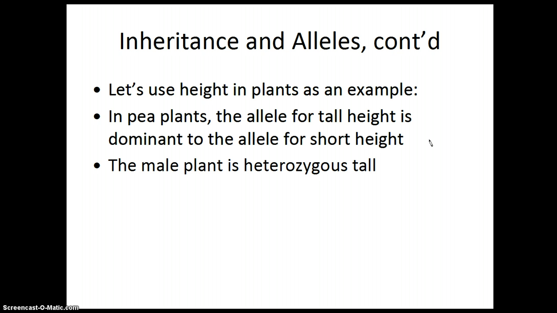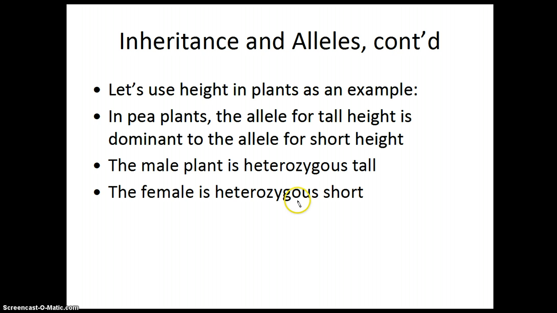So we have a male plant that's heterozygous tall and a female plant that's short. Well, hetero means two different things. And if it's tall, it's got to have a capital T. But its other parent couldn't have given it another capital T because we call that homozygous, because homo means the same. So its genotype has to be big T, little t.